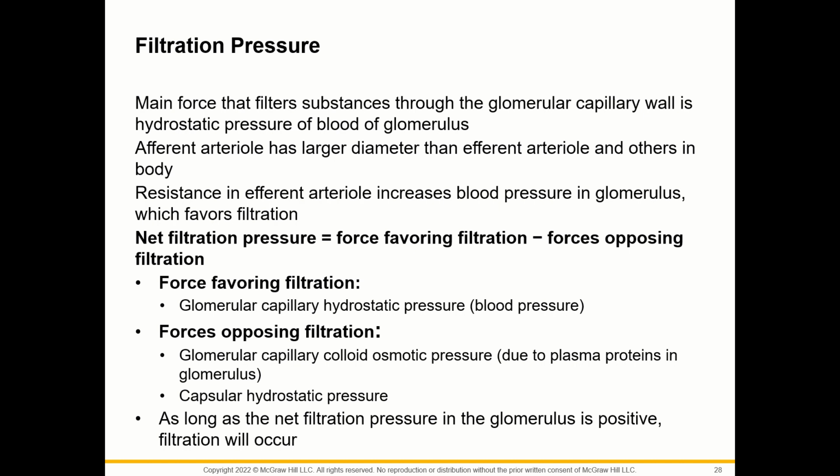Net filtration pressure equals force favoring filtration minus forces opposing filtration. The force favoring filtration is the glomerular capillary hydrostatic blood pressure, aka blood pressure. Forces opposing filtration are the glomerular capillary colloid osmotic pressure, due to plasma proteins in the glomerulus, and capsular hydrostatic pressure. As long as the net filtration pressure in the glomerulus is positive, filtration will occur.